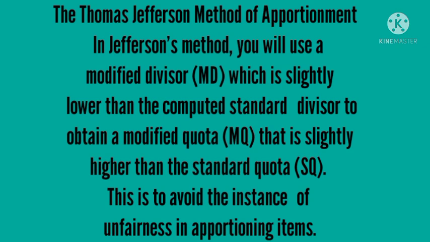The Thomas Jefferson's method of apportionment. In Jefferson's method, you will use a modified divisor which is slightly lower than the computed standard divisor to obtain a modified quota, or MQ, that is slightly higher than the standard quota, or SQ. This is to avoid the instance of unfairness in apportioning the items.